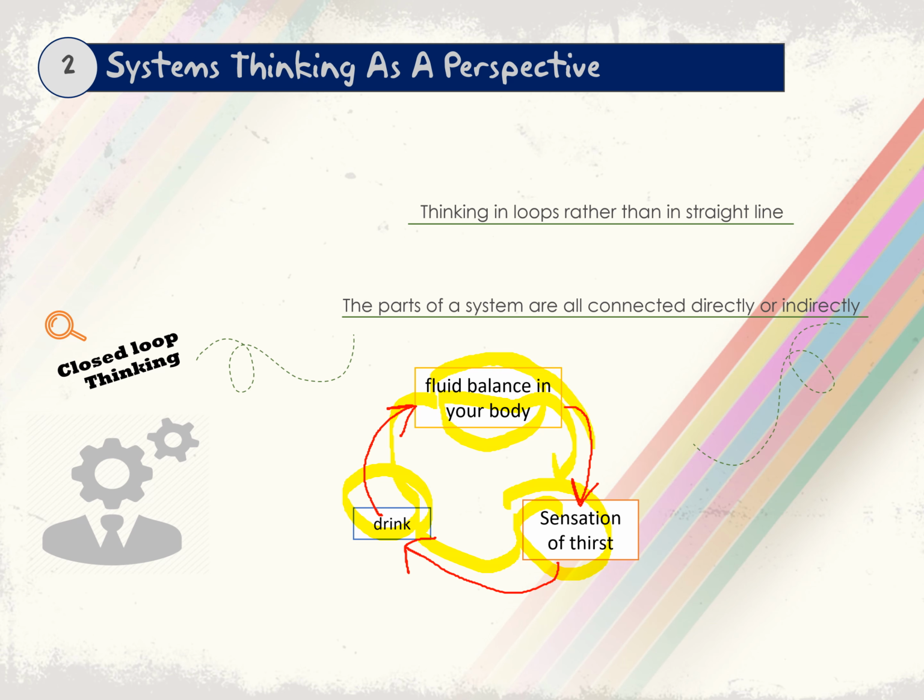So you see, this is what we call a loop. So this is an example of a thirst feedback loop. So it is closed loop thinking. We look into a situation as a perspective.